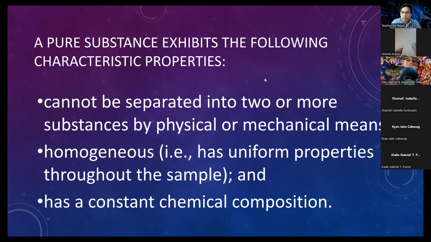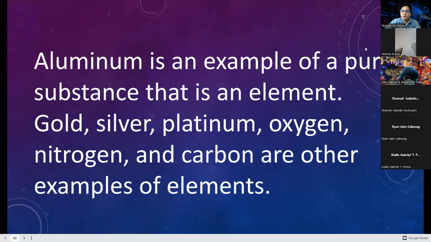None, sir. All right, let's move forward. Aluminum, for example, is an example of a pure substance that is an element. Gold, silver, platinum, oxygen, nitrogen, and carbon are other examples of elements. What is the difference between a compound and an element? When you say element, you cannot separate them. That's the simplest form.